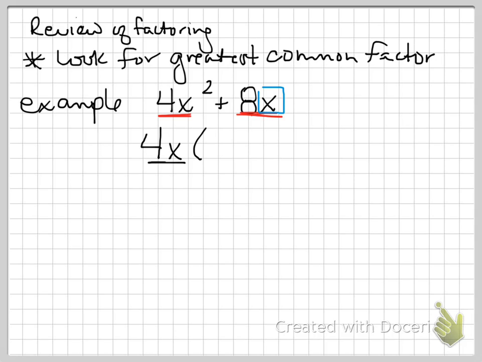To figure out what's left, I have to say to myself, okay, what times 4x gives me 4x squared? Well, what times 4 gives me 4? That's just 1. I have 1x. Now we move on to the second term. What times 4x gives me 8x, and that is 2. So there's my factors, a 4x and an x plus 2. Please remember, a greatest common factor, a GCF, is still a factor. So if that's all you can do, you've factored the problem.